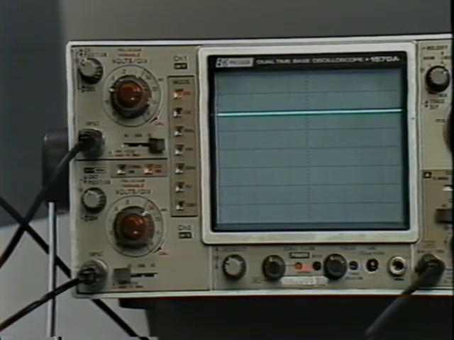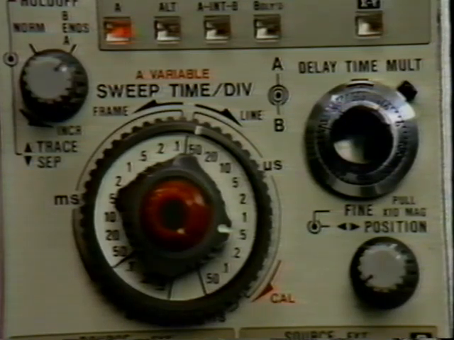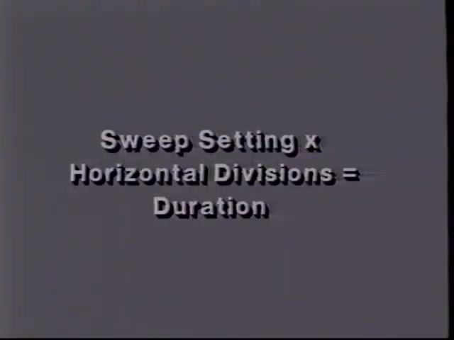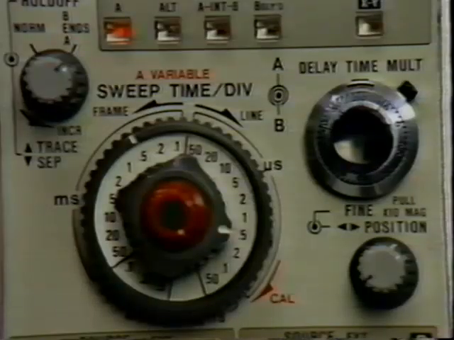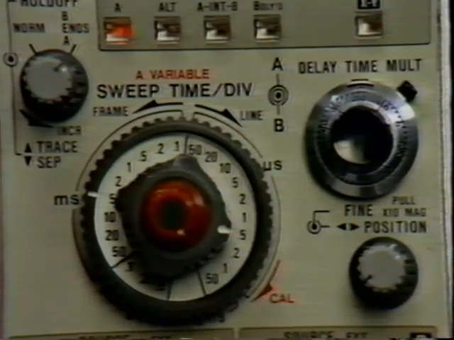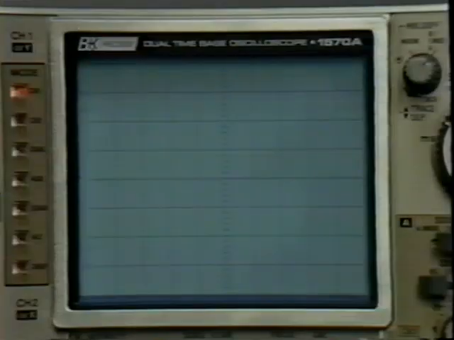The sweep or time-based setting selects the time that each horizontal division represents. To find the duration of a signal, multiply the number of horizontal divisions that the signal covers by the sweep time setting. For example, a pulse that takes up 2 horizontal divisions when the sweep time is set at 5 milliseconds per division is 10 milliseconds long. Based on these two settings, the oscilloscope produces a graph of voltage over time.